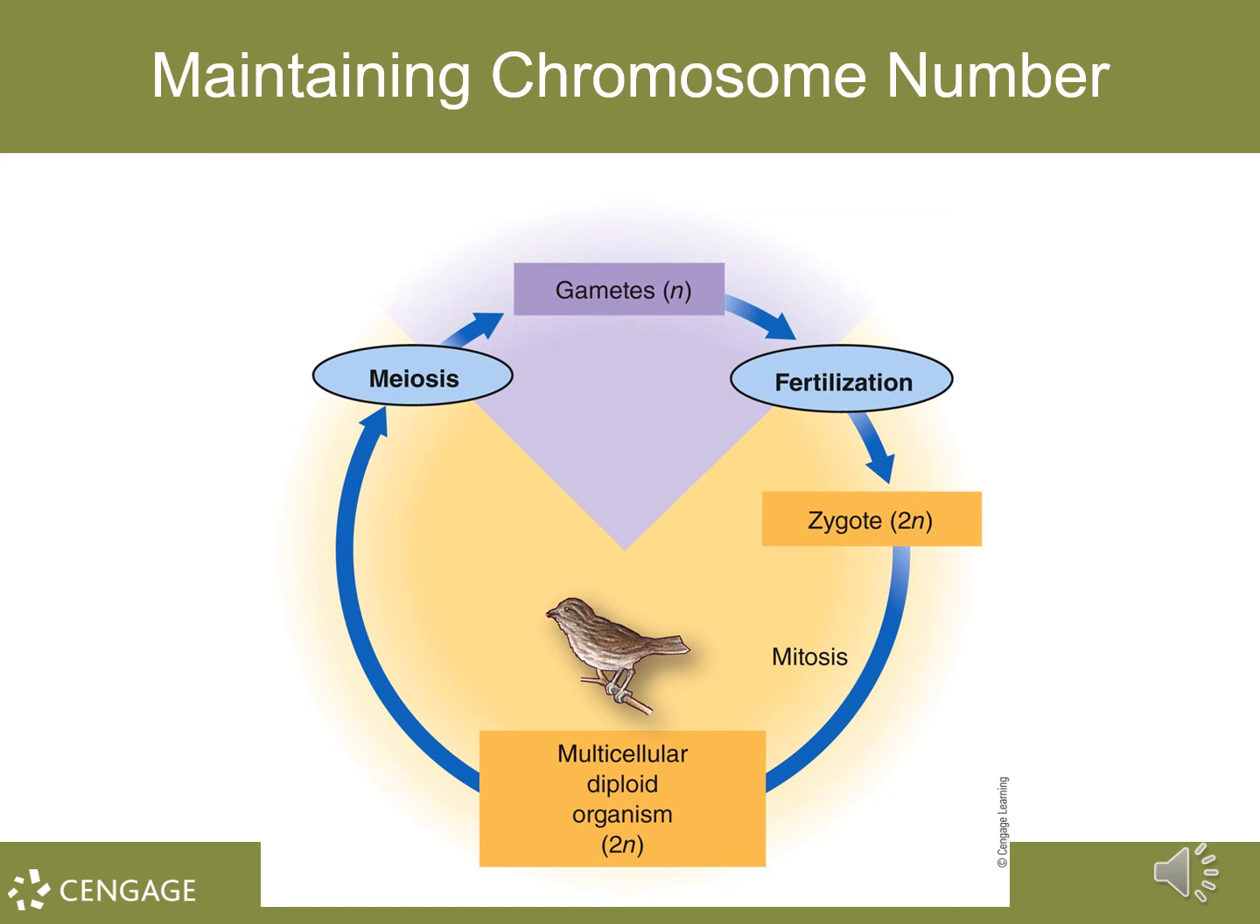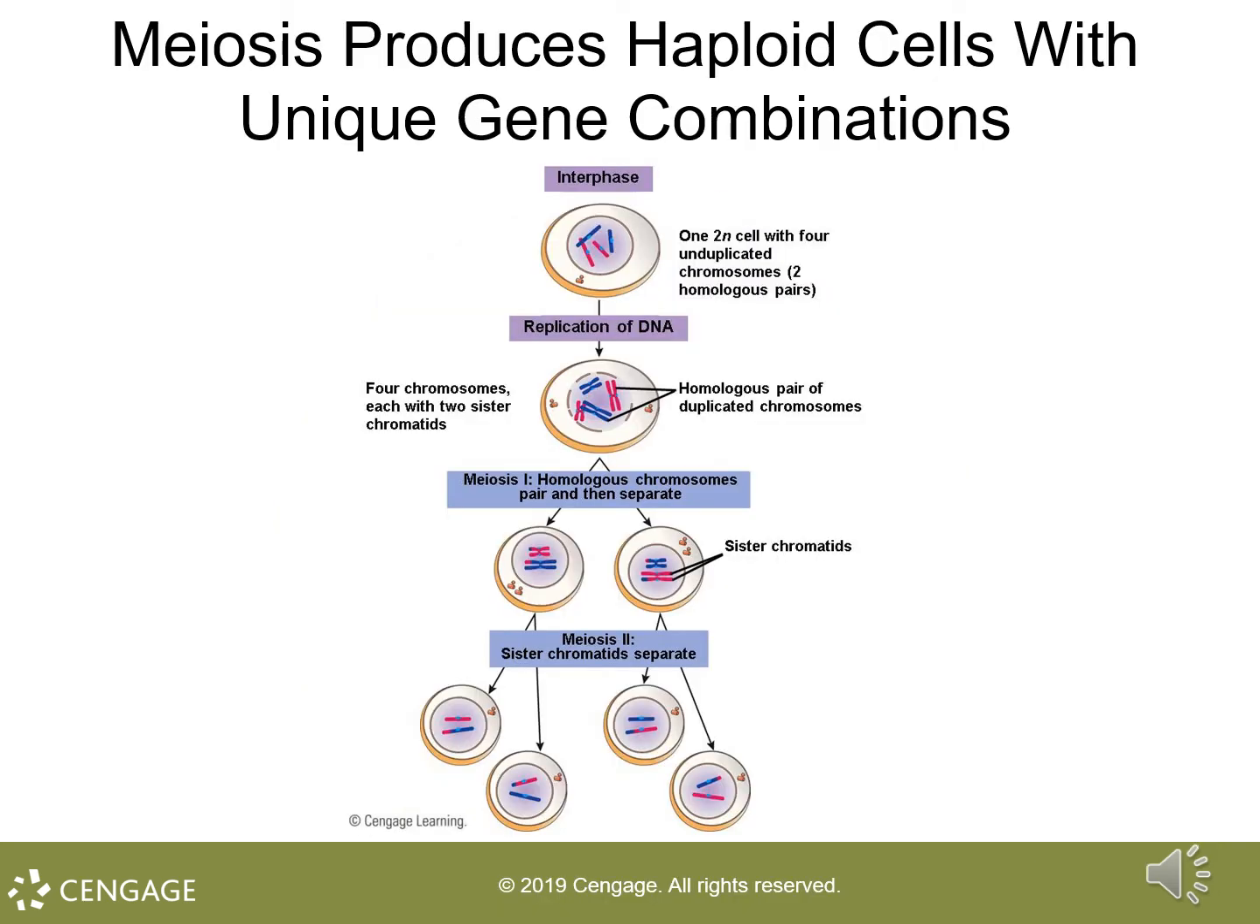Now, an individual whose cells have 3 or more sets of chromosomes is polyploid, and we'll be talking about those situations. Polyploidy is rare among animals, and in many cases can result in defects, but it's pretty common among plants. As many as 80% of all flowering plants are polyploid, and it's also an important mechanism in plant evolution. So meiosis produces haploid cells with unique gene combinations. This is how we get some diversity in our population.